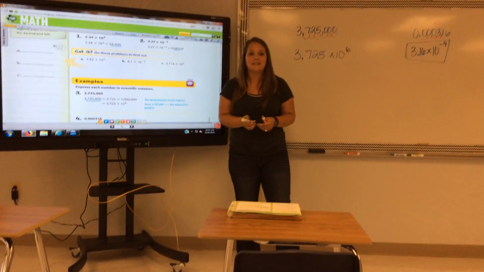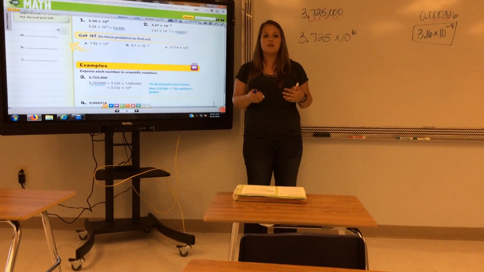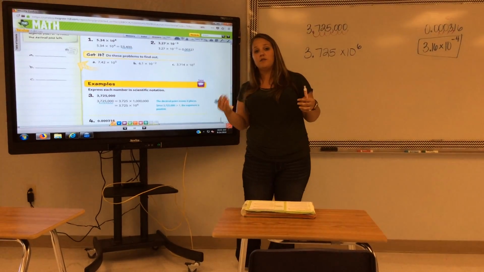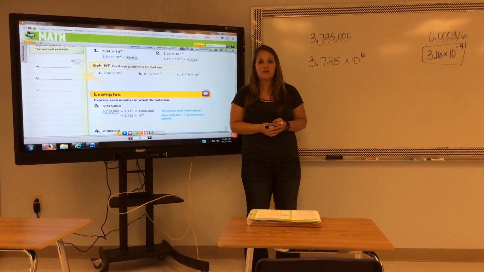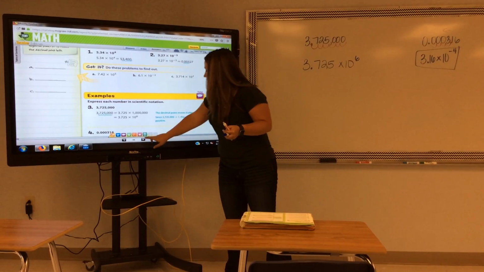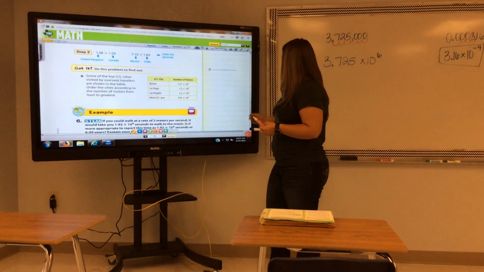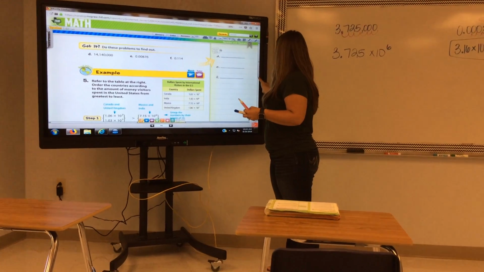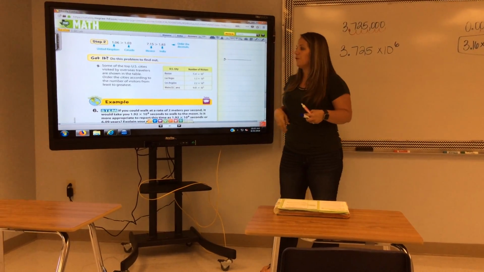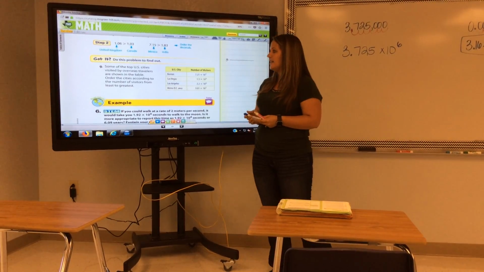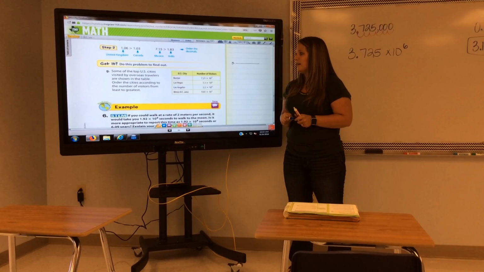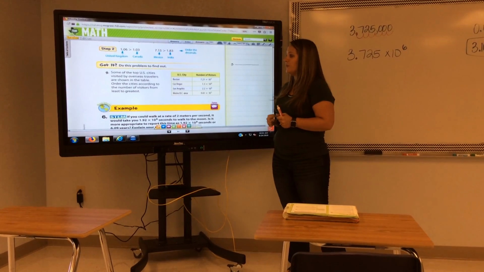One reason we like to write things in scientific notation is it makes it so much easier to compare numbers, especially when you start talking about numbers in the millions and billions and hundred millions and ten millions and things of that nature. It's a lot easier to compare numbers when they're all brought down to the same value. So let's look on the next page in your book. This Got It problem, you have one worked out up here for you. But the Got It problem: some of the top U.S. cities visited by overseas travelers are shown in the table. Order the cities according to the number of visitors from least to greatest.